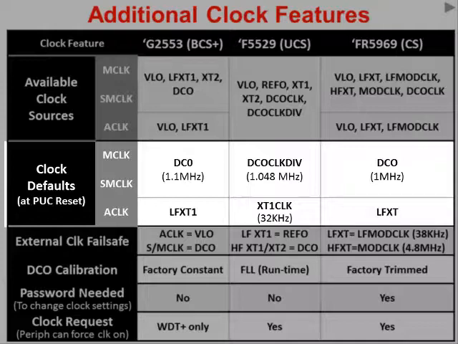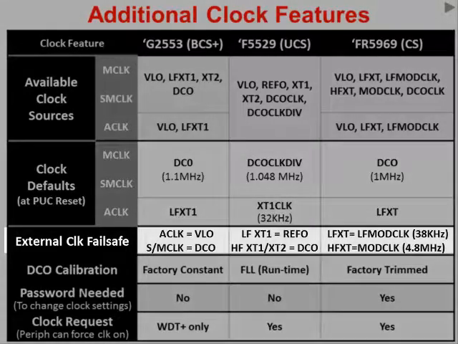You can see that for the devices here, for MCLK and SMCLK, DCO is what gets set. So DCO, the 5529 has a signal based off of DCO called DCO clock div, and the FR59 uses DCO clock. And they're all in about the 1 megahertz range. ACLK gets set to the low frequency external oscillator, whether it's named LFXT1, XT1 clock, or LFXT. It's basically the same clock source.